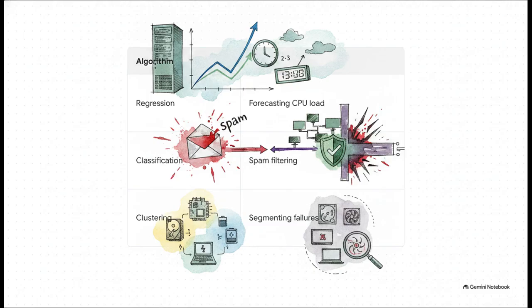If a data scientist tells you they're using a regression algorithm, they're predicting a continuous number. Think of forecasting server CPU loads, so your capacity planning is actually proactive. If they mention classification, they're sorting things into buckets, like filtering spam or flagging malicious network traffic in real time. And if they're using clustering, they are grouping similar items together, which is absolutely perfect for segmenting device failure profiles, so you can see which hardware models fail under similar conditions.